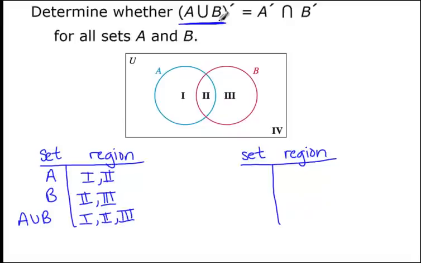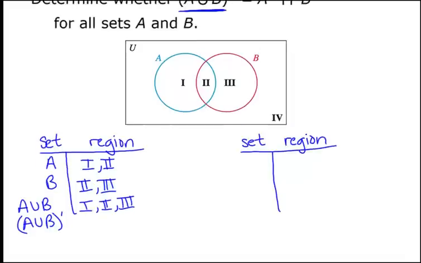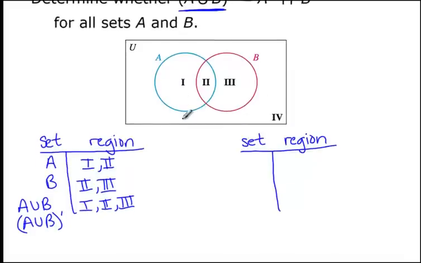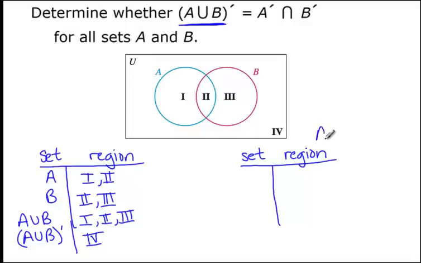In this statement, however, we need the complement of that. So A union B, the complement would be everything in the universal set that is not contained in A union B, which is only leaving us with region 4. So now let's see if A complement intersect B complement is represented by that same region.